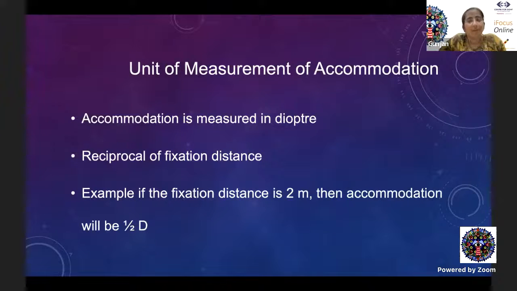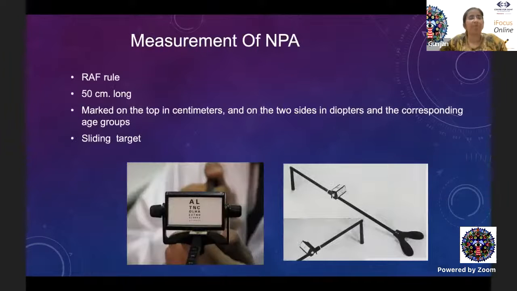Now, how do we measure accommodation? Accommodation is measured in diopters. Diopter is basically the reciprocal of the fixation distance measured in meters. So for example, if the fixation distance is 2 meters, the accommodation power will be around half a diopter.